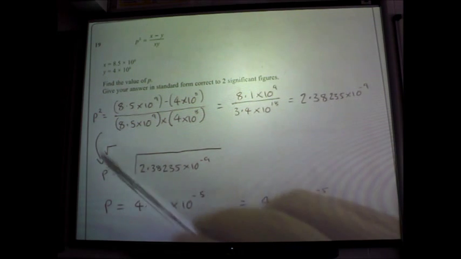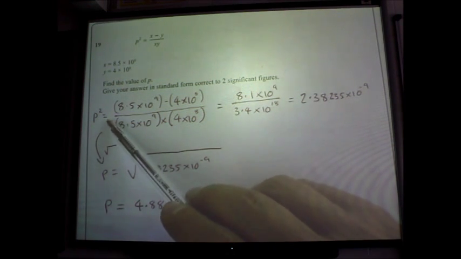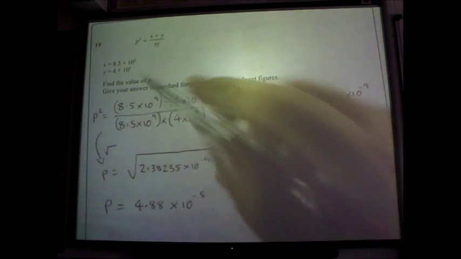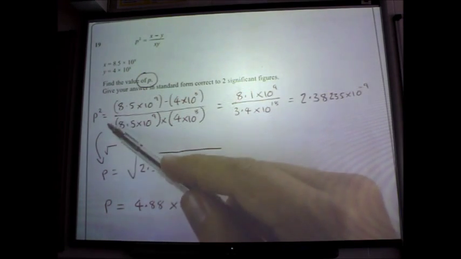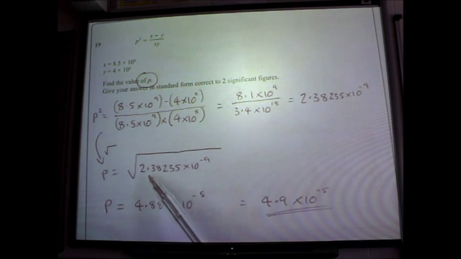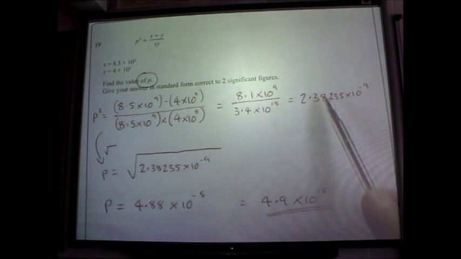But be careful, because that is p squared. And you will need to find the value of p, it says here. So from p squared to get to p, we need to square root it, which is why I've square rooted this number here.